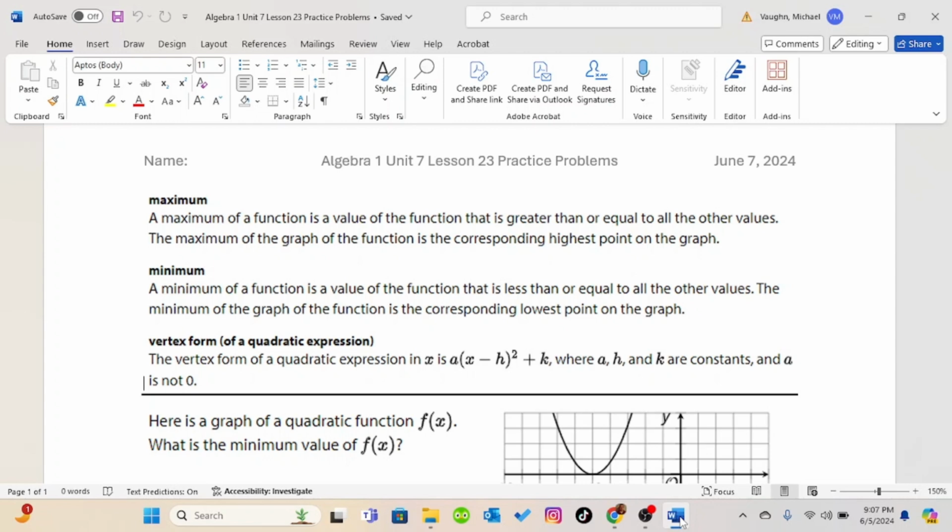And our third vocabulary term for this lesson is vertex form of a quadratic expression. The vertex form of a quadratic expression in x is a times x minus h squared plus k, where a, h, and k are constants, and a is not 0. If you have any questions about the vocabulary terms, please ask for clarification now before we begin the practice problems.